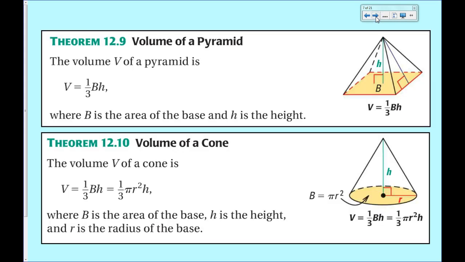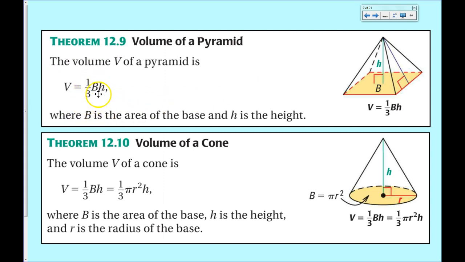And here they are stated as theorems in your book. There are 2 of them, though it really only needs to be 1. 12.9 is the big one. It covers all pyramids, including cones, and then 12.10 specifically calls out cones in its own special case. But you can see it's based on what we did last section, where it's basically the same volume formula, except it has a factor of 1/3 written in it.